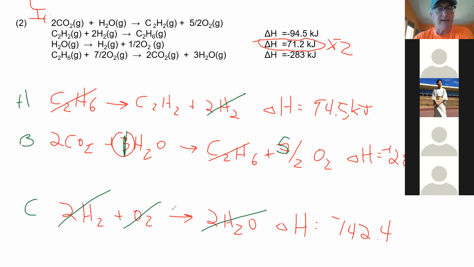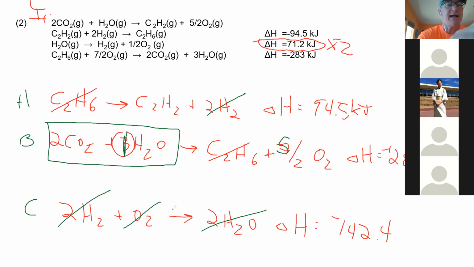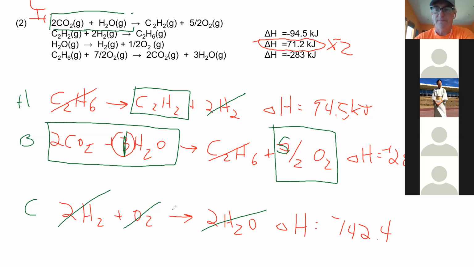So now let's add them all together. The only thing left as a reactant is 2 carbon dioxides plus 1 water, which is the same as my target. And what I have left on the right side is C2H2 and 2.5 moles of oxygen, and everything else is eliminated. And that's what I have up here.